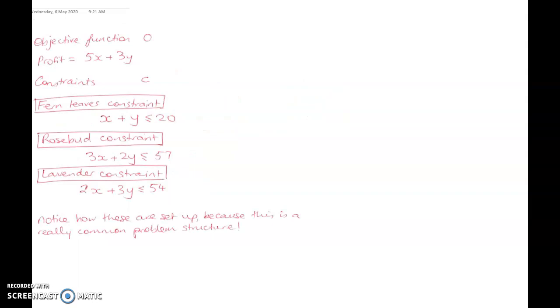So this is, as I said, a really, really common setup. It is really good if you can clearly label what you're doing as you're working, it'll make it easier when we get to more complicated problems. The next thing we have to do is G. We have to go to Desmos and graph these constraints.